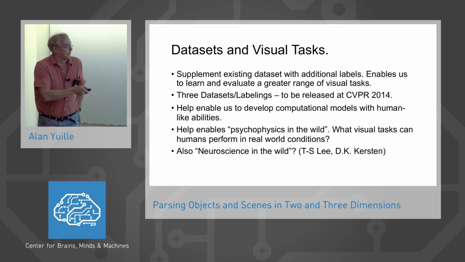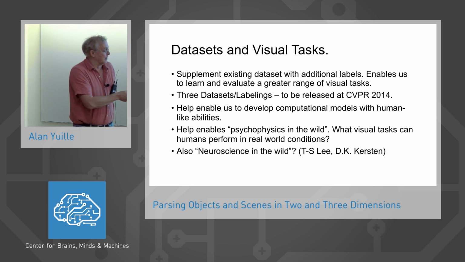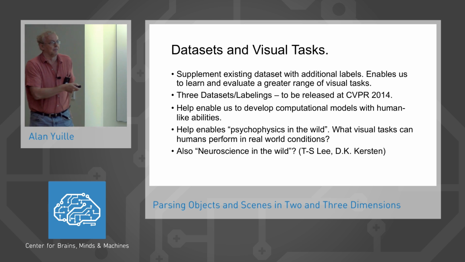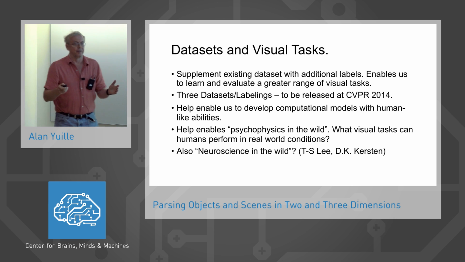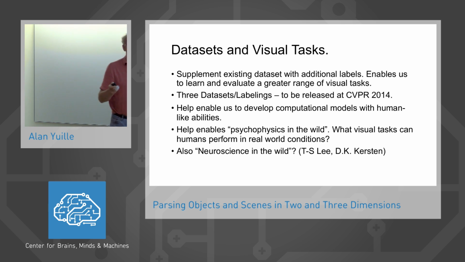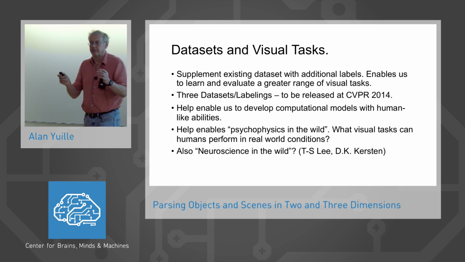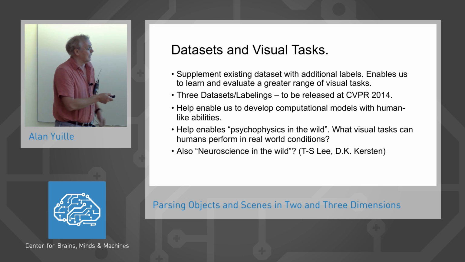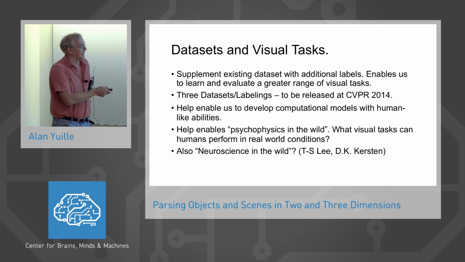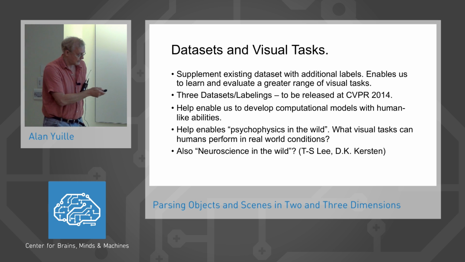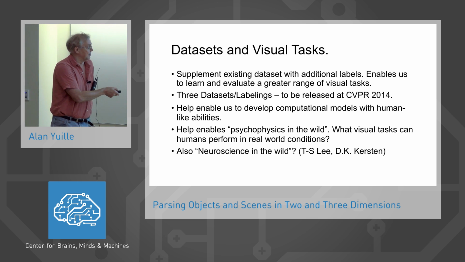So in real world conditions, because from the computer vision perspective, you'd think, okay, there's a lot known about the human visual system, and indeed there is, but there's surprisingly little known about the performance of the human visual system in complex real world scenes. And there's increasing interest in doing that, and papers published in the computer vision community on it. Okay, this is Neuroscience in the Wild.